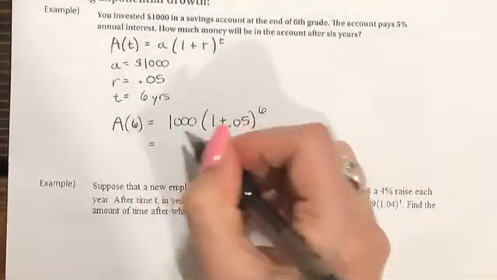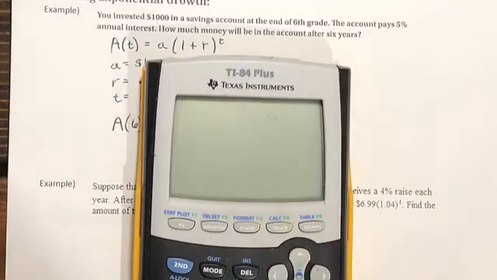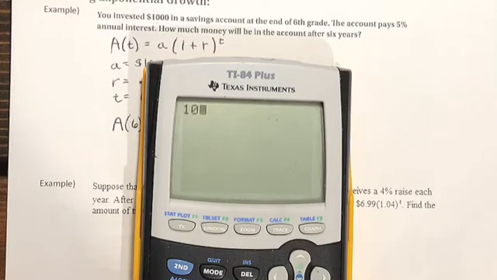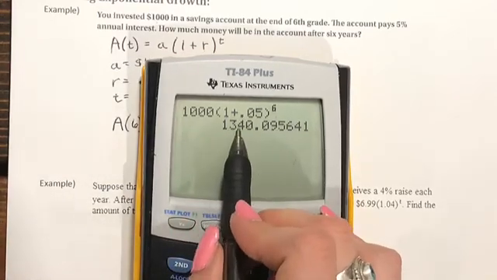And then we're literally just going to plug this into the calculator. It's kind of just a plug and chug problem. So 1,000 times 1 plus 0.05, all to the power of 6. And we have this much money. So it just depends on what they ask you to round to. Sometimes it's like the nearest dollar. So we'll just say it's about $1,340.